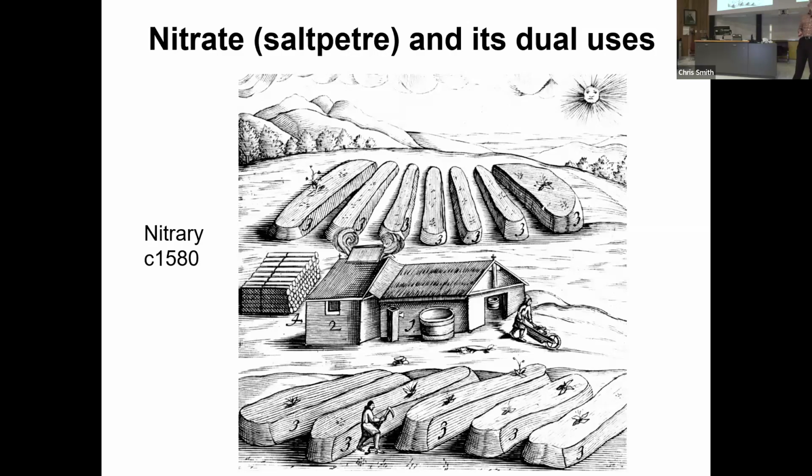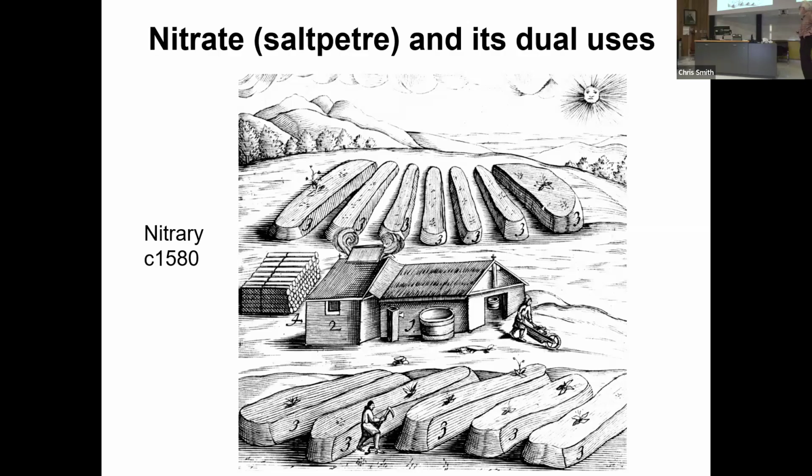And of course, nitrate has another use as well. Nitrate's not only used as a fertilizer, but it's used, as I've got up there, as saltpeter, a vital component of gunpowder. So if you want to wage war, then you have to have potassium nitrate or sodium nitrate, ideally potassium nitrate. And for a long time, people have known this.